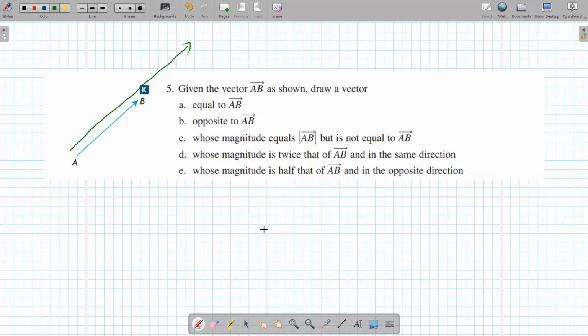What about E? What do you think E looks like? You just cut AB in half and draw it in the opposite direction. Right, that's it. Probably looks something like this. And there you go, you're done. Easy peasy.